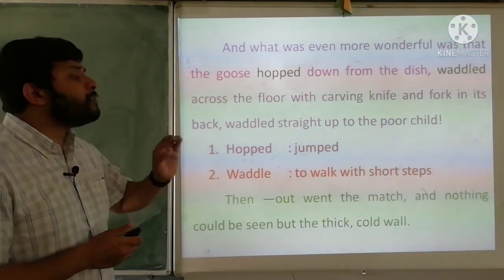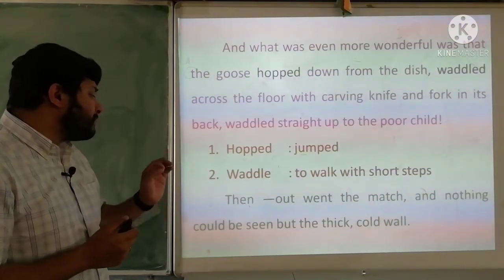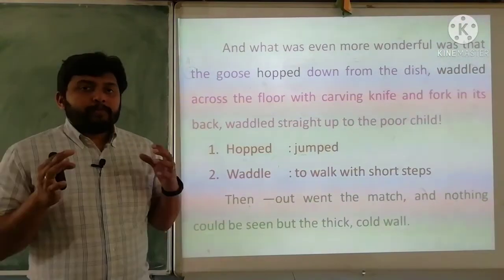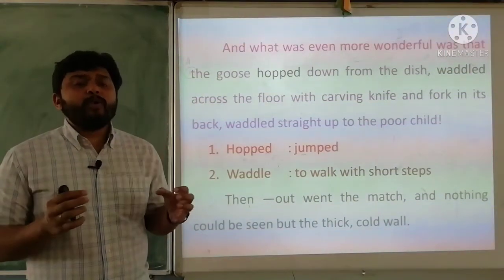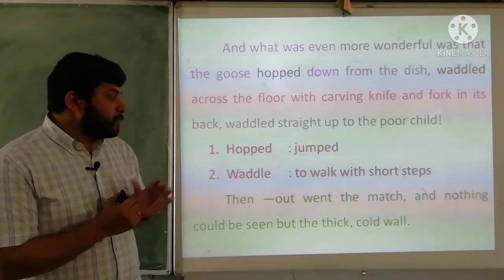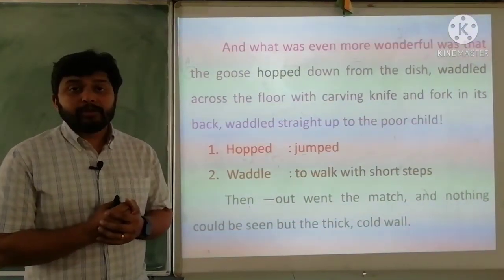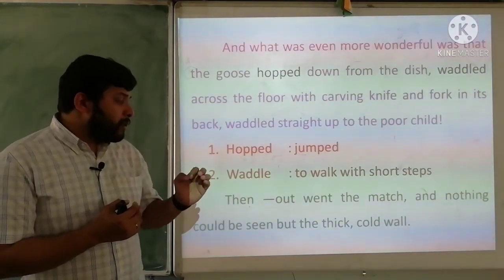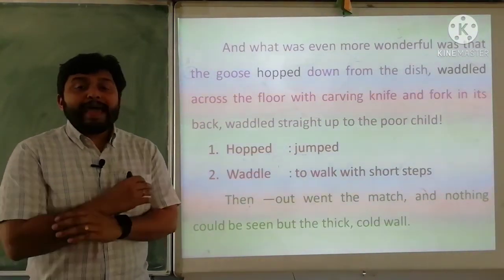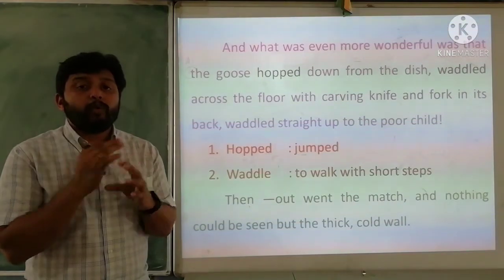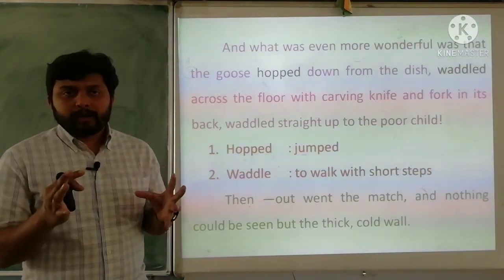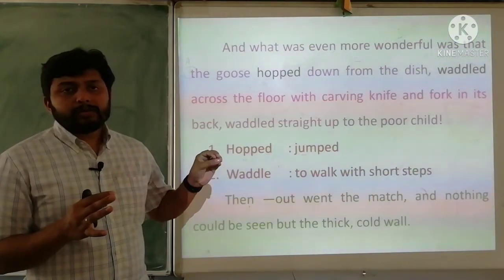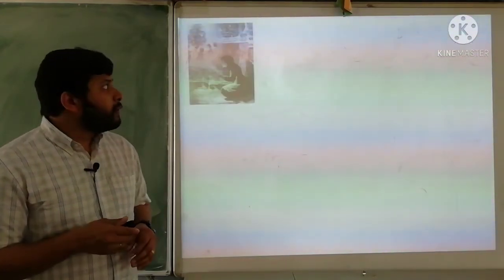Then out went the match, and nothing could be seen but the thick, cold wall. Before the goose could reach the child, out went the match. The flame was over, and nothing could be seen but the thick, cold wall. Except the thick, cold wall, nothing was there. So, this was the second scene seen by the girl.